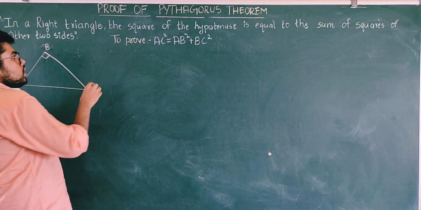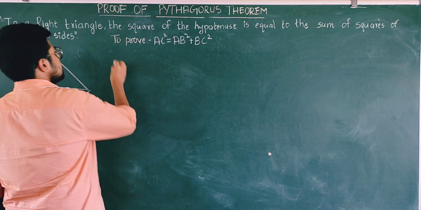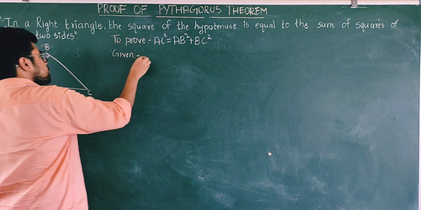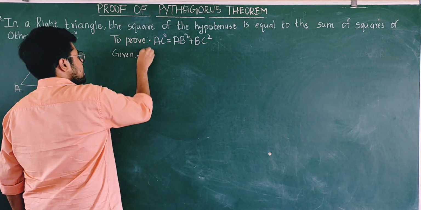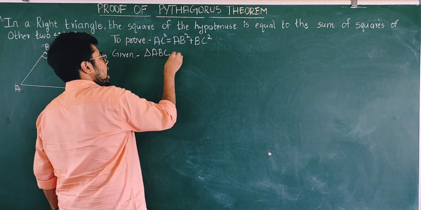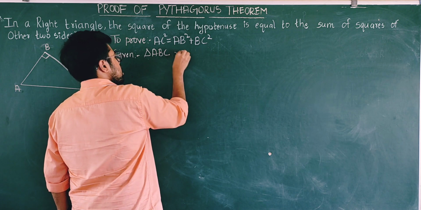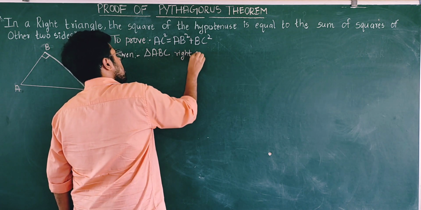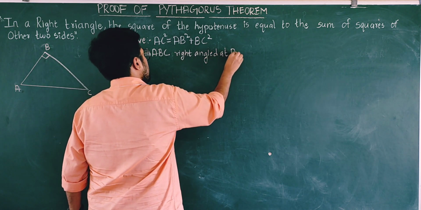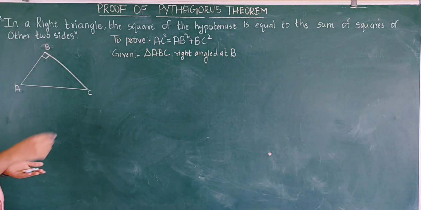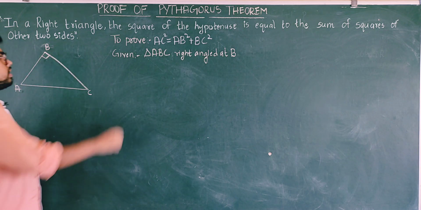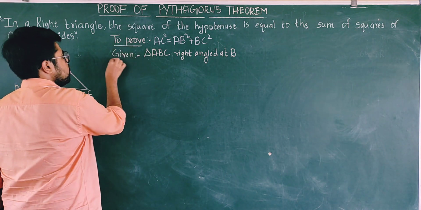Now to do this proof, there is something given that I will write down. What is given? I am given a right angle triangle. Just write: triangle ABC is right angled at B. Just mention it is right angled at B, because I am taking the right angle at B. So this was the given.